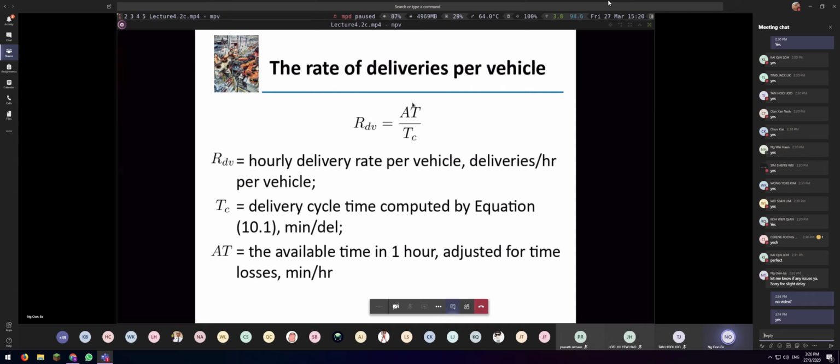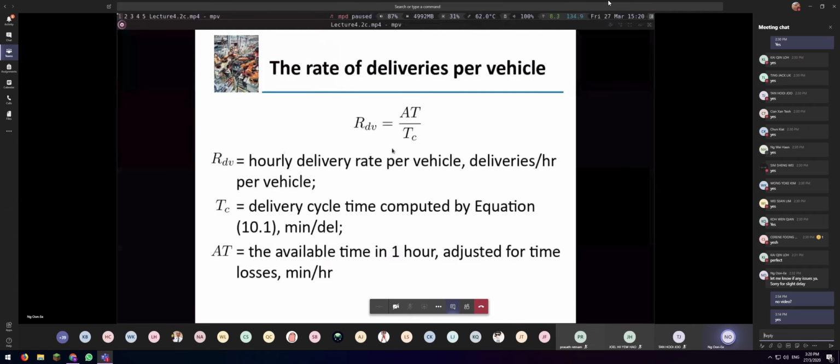Your rate of deliveries per vehicle is quite simple. It's just how much available time you have for the vehicle. If this vehicle is very reliable, with unlimited battery, then for 1 hour you have 1 hour. And your delivery cycle time is computed by your previous equation here.